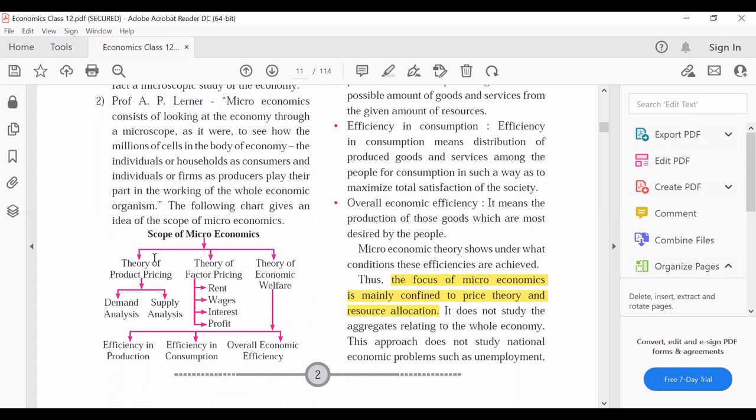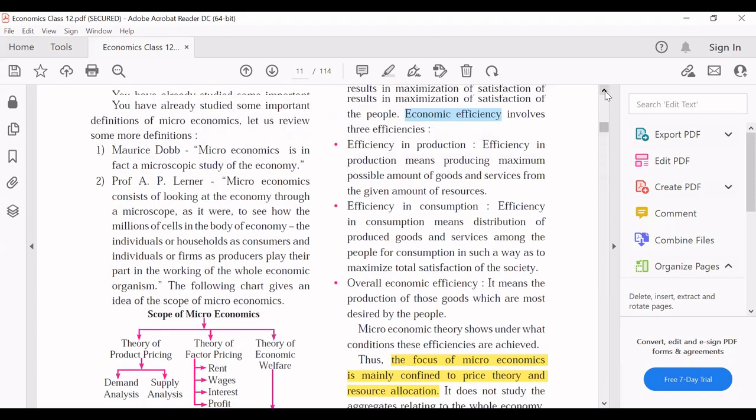Now, coming to the theory of factor prices. There are certain factors of production. Production doesn't happen overnight, right? There can be different factors related to this. These are rent, wages, interest and profit, which are part of factor pricing. When I come to economic welfare, it can be efficiency in production, efficiency in consumption, or overall economic efficiency, wherein economic welfare can be measured.